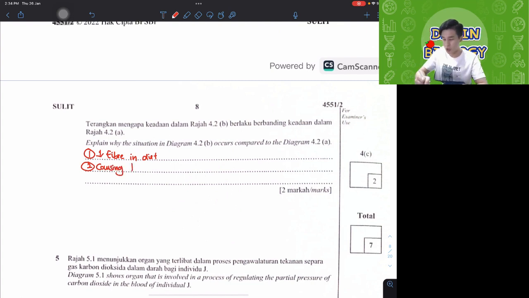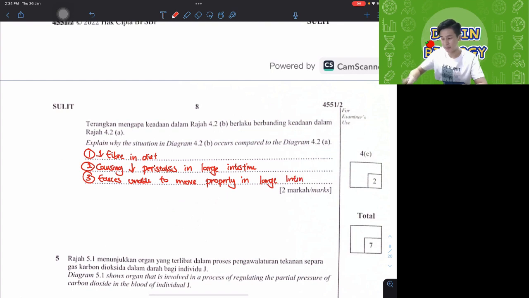Less fiber in diet, so causing less peristalsis in the large intestine. So therefore, the feces unable to move properly in large intestine. Because when peristalsis cannot occur, your poop cannot move. So your poop cannot move, right?